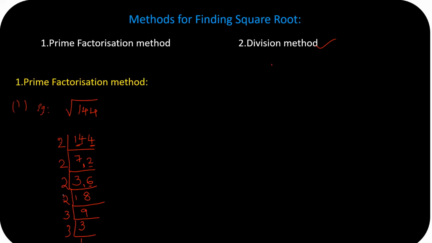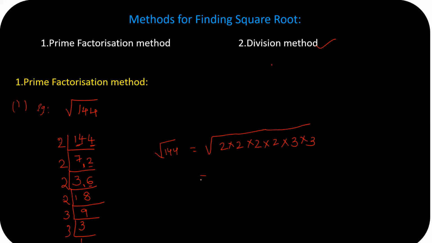So now these are the prime factors. These prime factors I have to write here. So now write here: square root of 144 is equal to square root of 2 into 2 into 2 into 2 into 3 into 3.